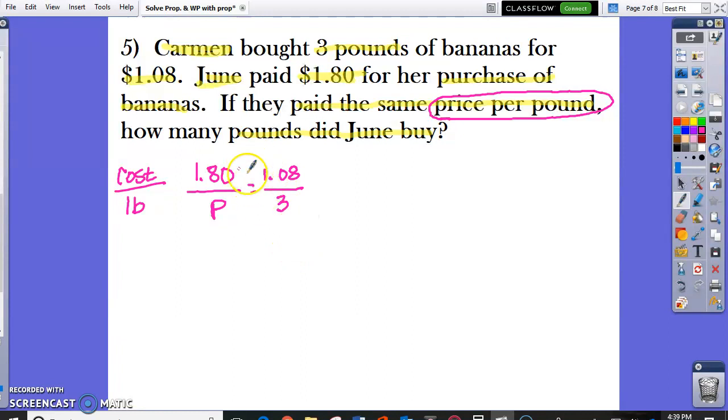We could simplify, but I don't know if a lot of you would see that. It may be a good time to practice our cross products. It's really up to you what you see. If you see that you can simplify, I think that's perfect. I would simplify because 3 does go evenly into 108. 3 into 108, so 30, 18, 36. So 3 goes into 3 one time, and 3 goes into $1.08, 36 cents.